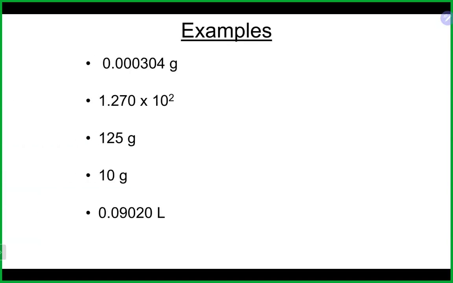So speaking of that, let's take a look at a couple of examples here. I guess we're going to find the sig figs on these. All right, sig figs on the first one, how many? It is 3. We would start counting at the 3 and go all the way to the 4, which would be 3 significant figures.